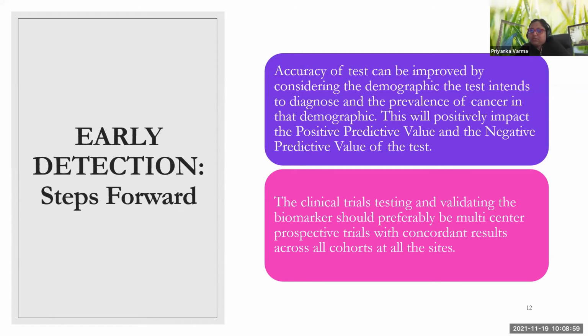So the clinical trials which are being designed to test and validate the new and upcoming biomarkers in question should preferably be multi-center trials. They should be prospective trials, and they should show a concordant result across all cohorts involving all the clinical sites.